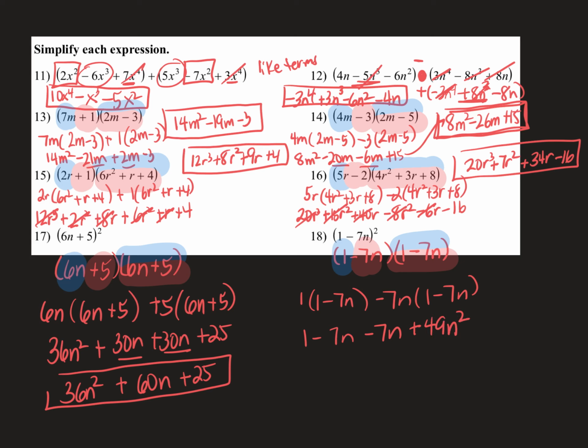I'm going to put this in descending order, so 49n squared will go first. Negative 7n is negative 14n, then plus 1. That's my answer to number 18. Moving right along to the next one.